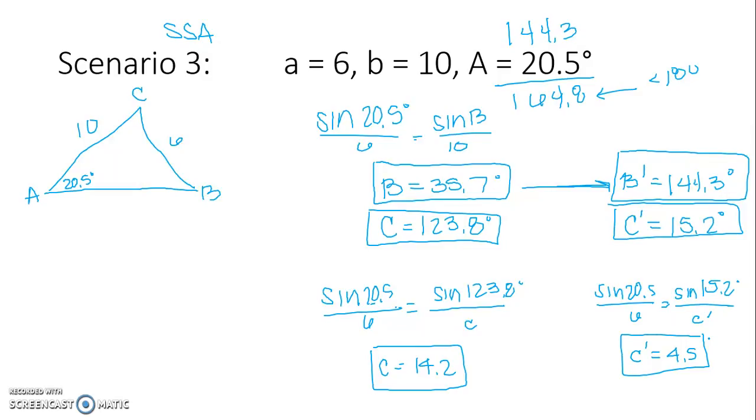That's my ambiguous case. So 1 triangle, 2 triangles, no triangles. That's okay if it is given to you as side-side-angle.